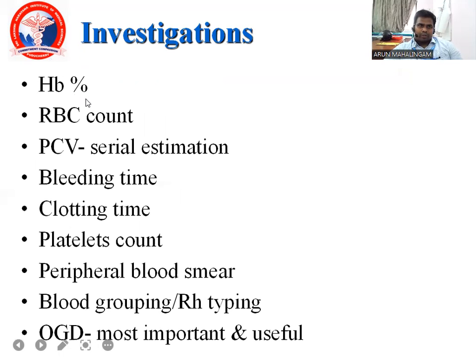Investigations: basic investigations of Hb percentage and RBC count, packed cell volume, bleeding and clotting time, platelet count, peripheral blood smear, blood grouping and Rh typing. OGD is the most important and useful. And sometimes the patient can also go for a thromboelastography, which states the acute bleeding profile of the patient.